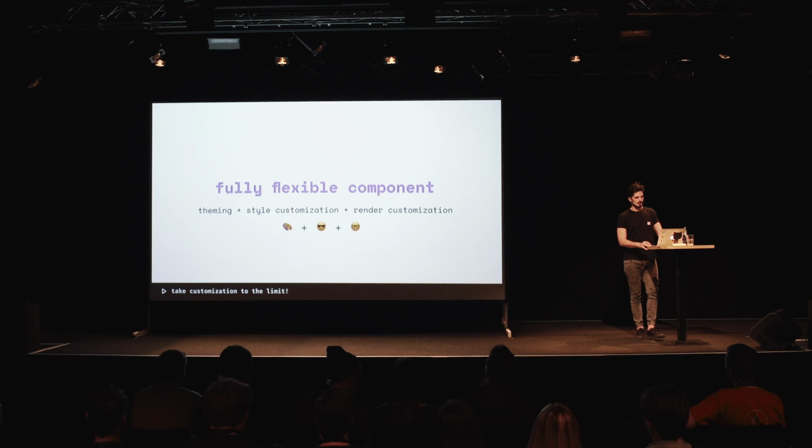So to build a fully flexible component, in my opinion, you have to keep an eye on these three layers: theming, style customization, and rendering customization. And if you get a system where you can change those three layers, what you're shipping is a really, really flexible and customizable component. So this would be taking customization to the limit, right? So I'm going to show you how you can get all of those three layers done.